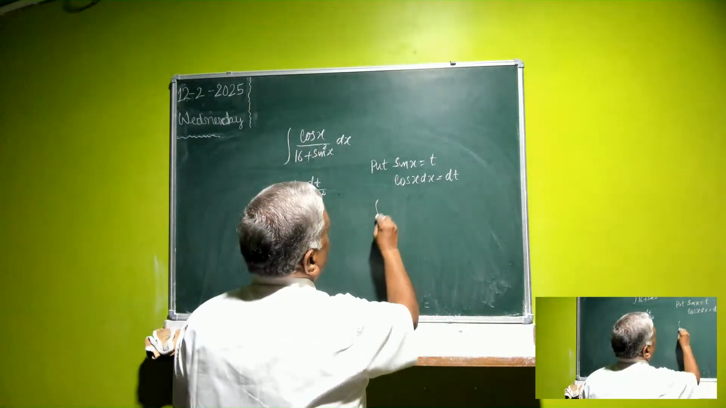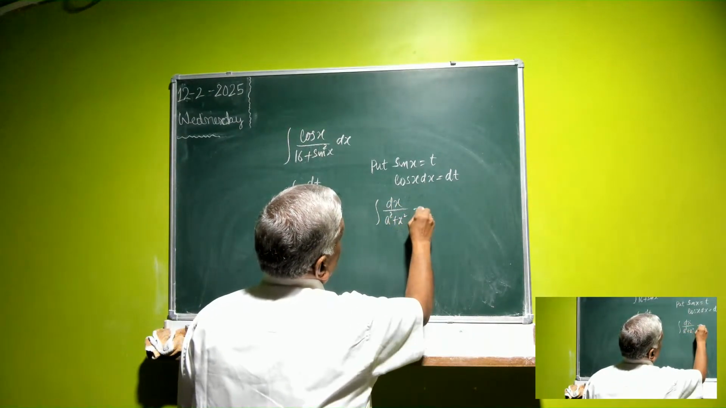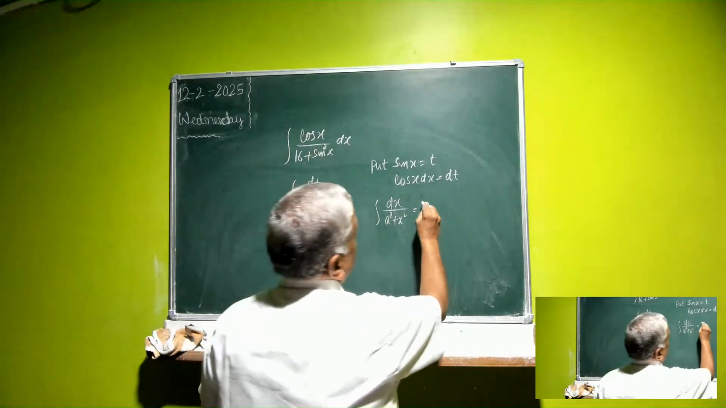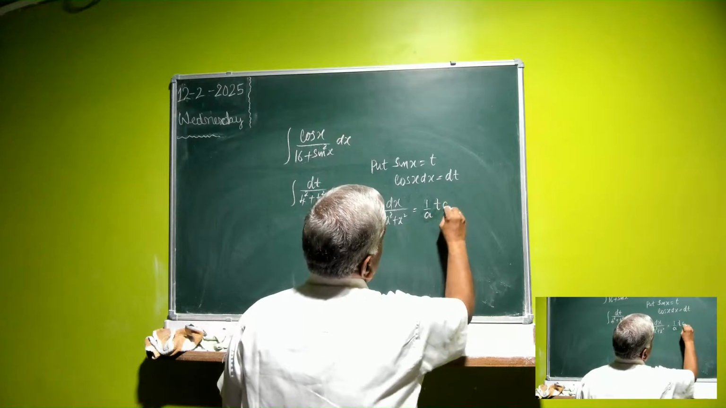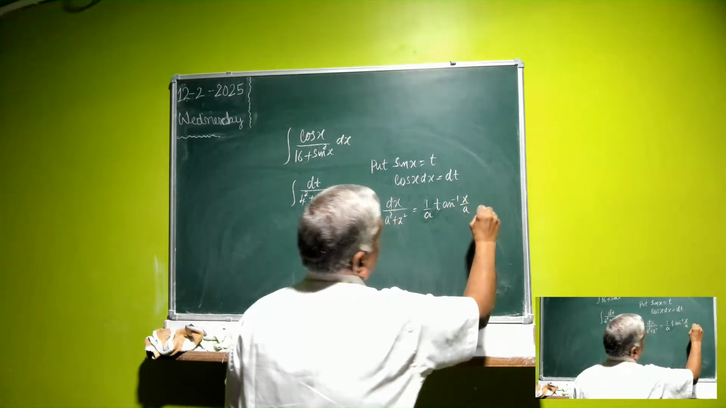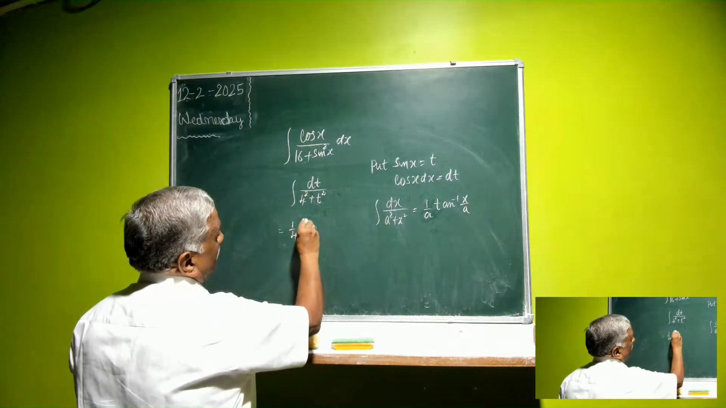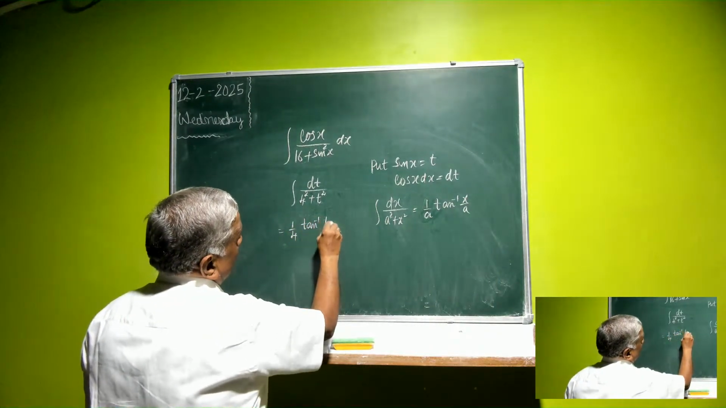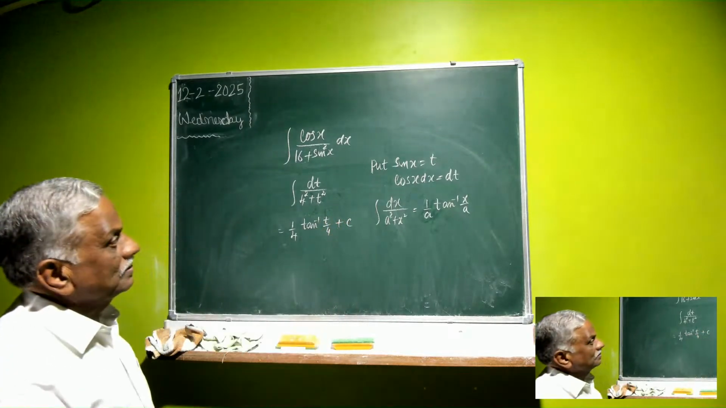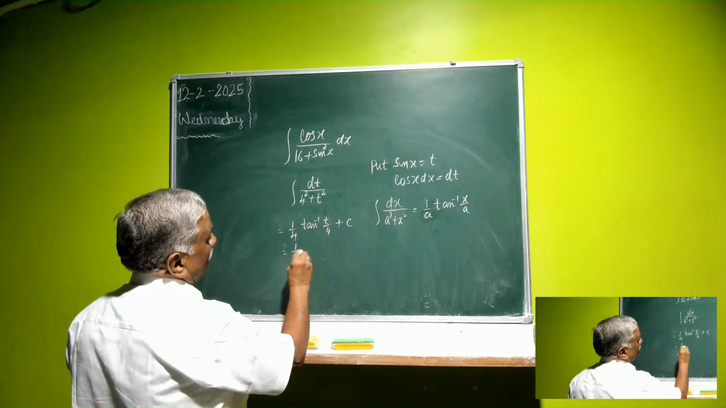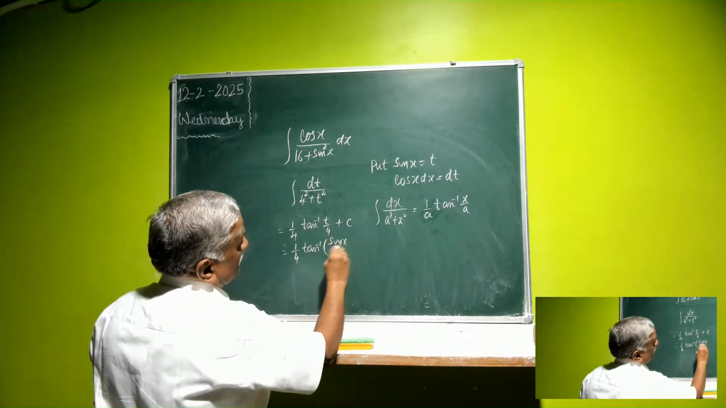So what is the integral you have got to use? Integral of dx over a square plus x square is 1 by a tan inverse x by a. You should remember that formula. So what is a in this case? 4. 1 by 4 tan inverse t by 4 plus c. After the problem is over, you should replace t. 1 by 4 tan inverse of what is t? Sin x by 4.